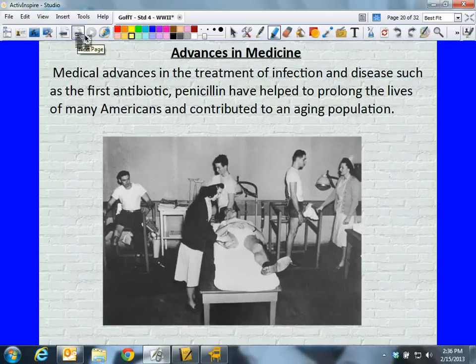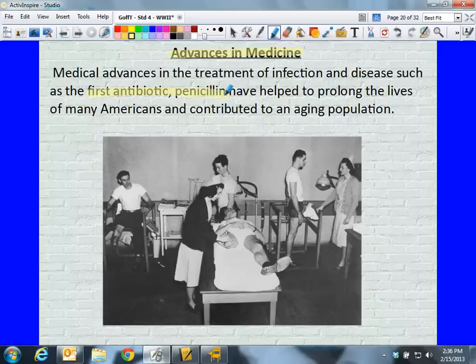First one we're going to talk about is advancements in medicine. There were many different advances in medicine during this time period that made a huge impact on the war. So what were a few examples? First of all, the first antibiotic, penicillin, prolonged the lives of Americans and then contributed to an aging population. So penicillin comes about during this time and provides a way to treat infections.